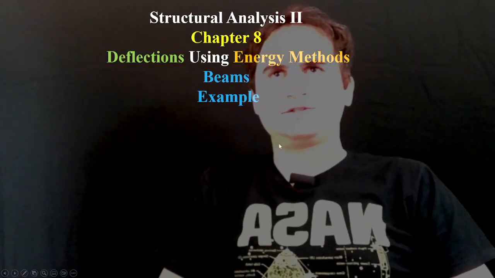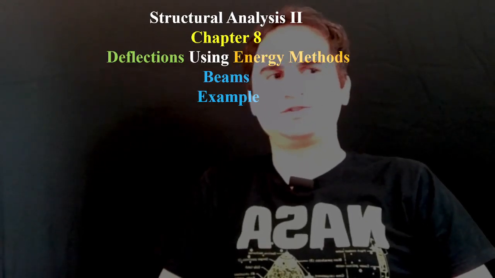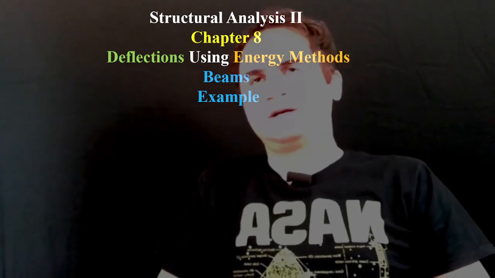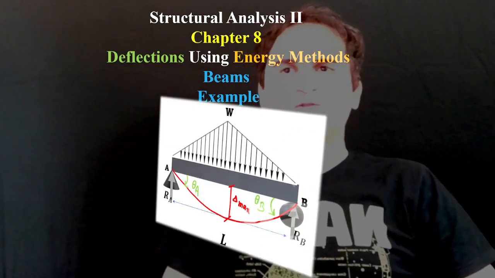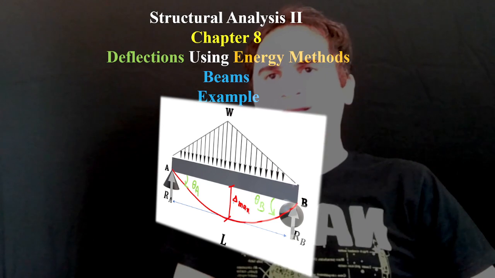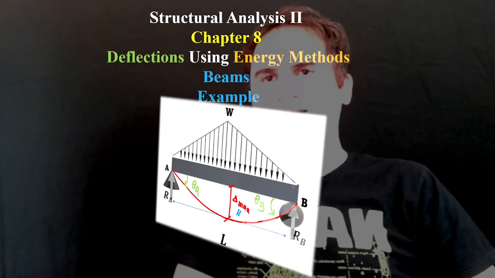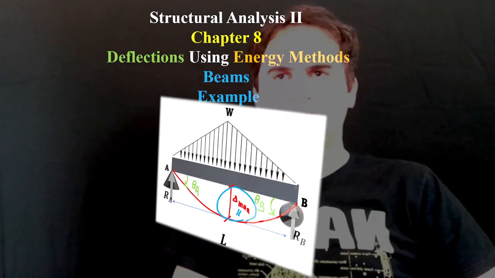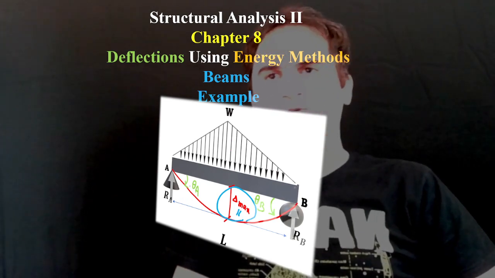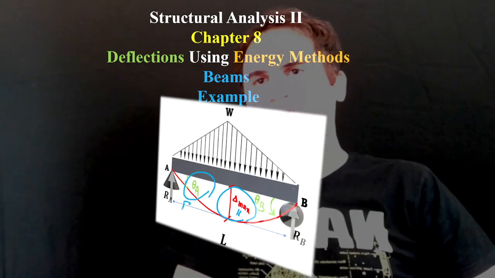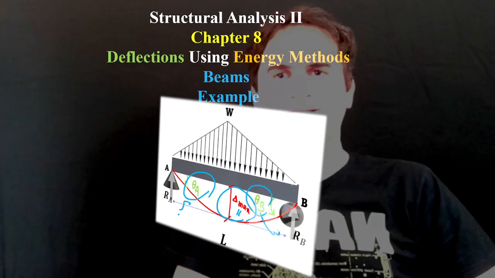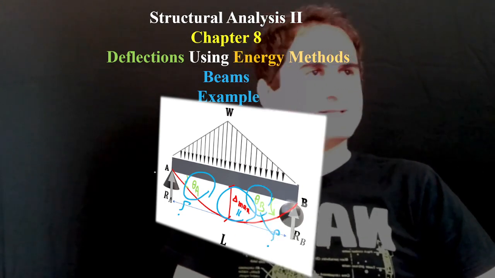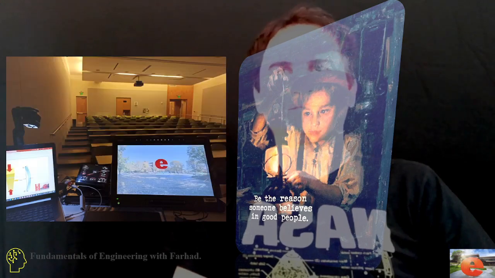Structural Analysis 2, Chapter 8, Deflections using Energy Methods. In this example, we want to solve the previous problem, but if you remember, last time we just calculated delta maximum for this kind of loading, and this is a simple two-support beam. This time we want to calculate what theta A and theta B are. So let's see how we can approach this problem.